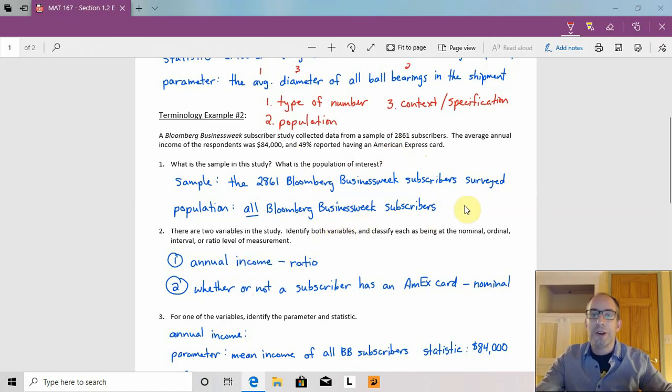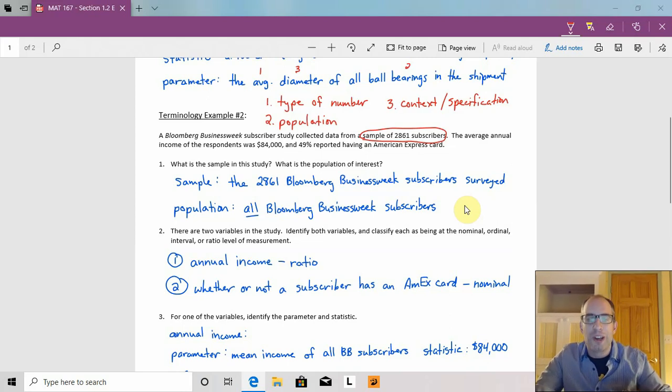It's the two variables. But then the thing that's the red flag, and I guess it says sample of 2,861 subscribers. So if you look right there, you go, oh, there's the sample, right? So I made it a little bit fancier, right? And I said subscribers to Bloomberg Business Week that were surveyed. If it was something like 2,861 Bloomberg Business Week subscribers, I think that's fine. Or the Bloomberg Business Week subscribers who were surveyed, I think that's fine too, right?